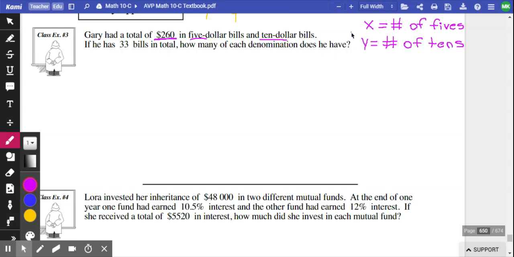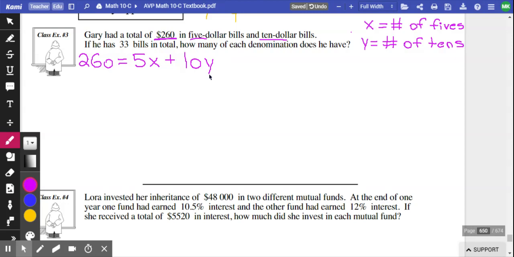Gary has $260. If he was to count his money or figure out his total, he would take how much each thing is worth and times by how many he had. So for us, it would be 5 times X. That represents how much money he has in $5 bills. Each one of those is worth $5. Plus, he has 10 times Y. That's how much each $10 bill is worth. Times it by 10, that would tell you how much you have in tens. That's your first equation. Tricky.